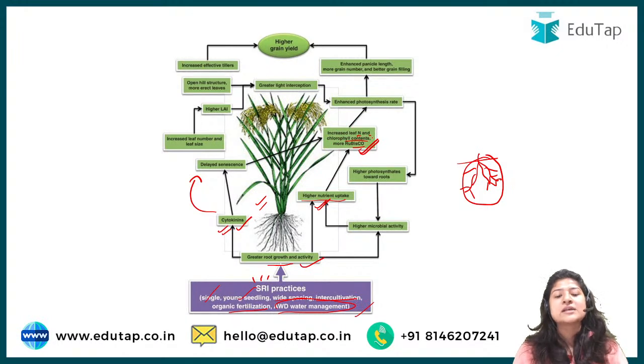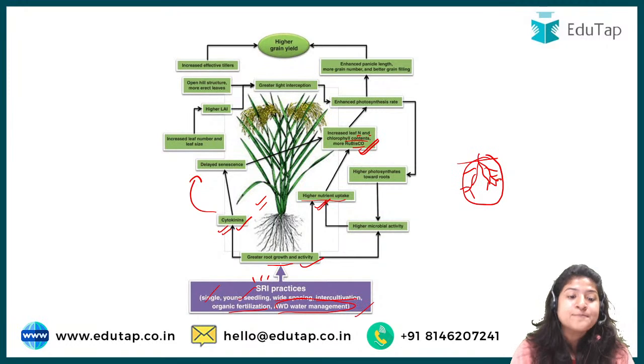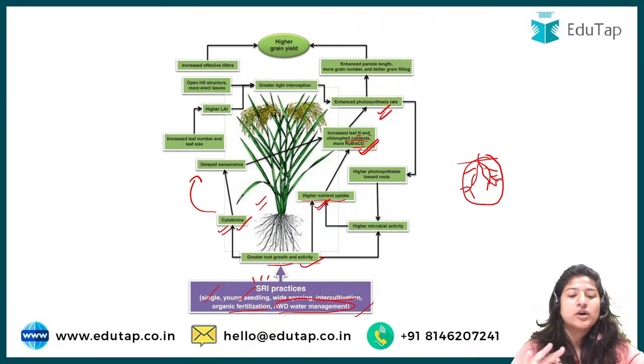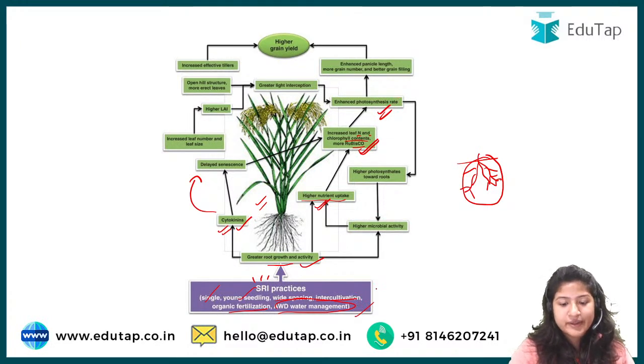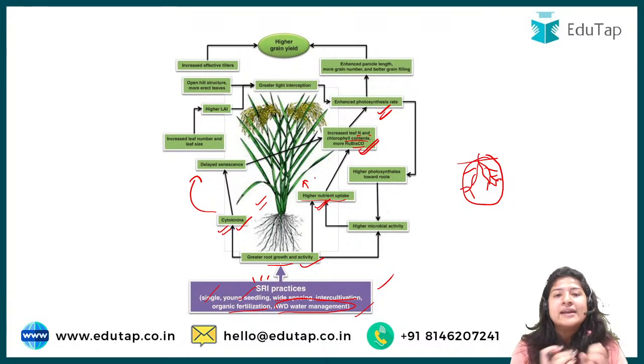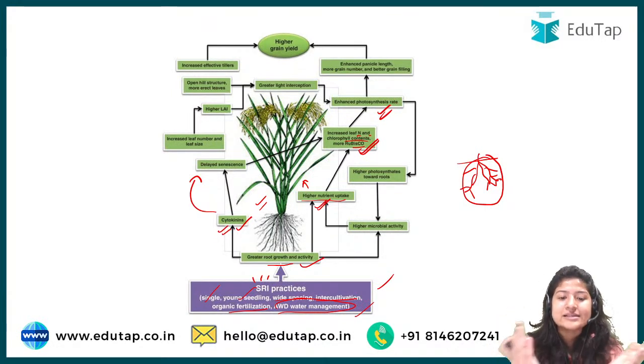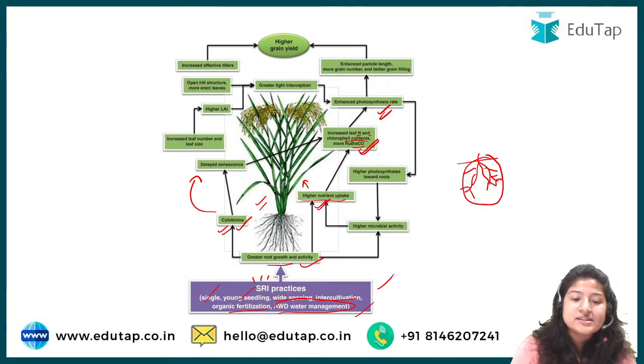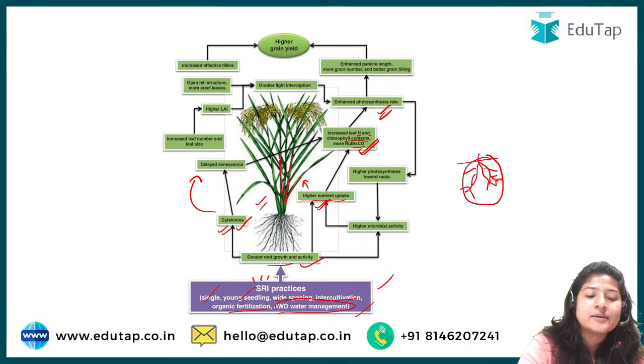Now what happens? Because the content of nitrogen in the leaves would be more, right? Due to this, the photosynthesis rate would increase. Now see what is happening because of the methods that we followed in SRI: the leaf number and their area increase, due to which there is more nutrient. Photosynthesis would be more.